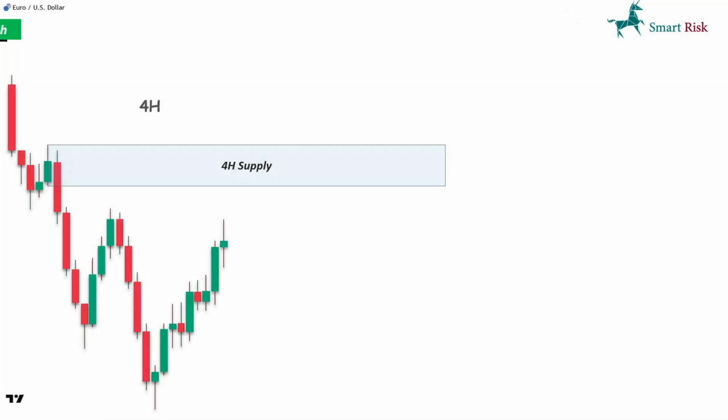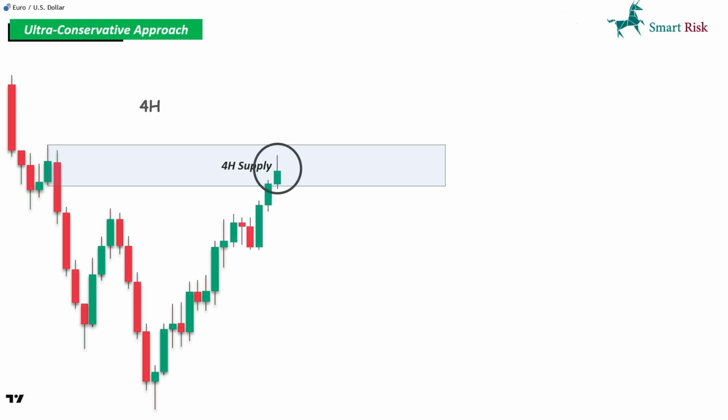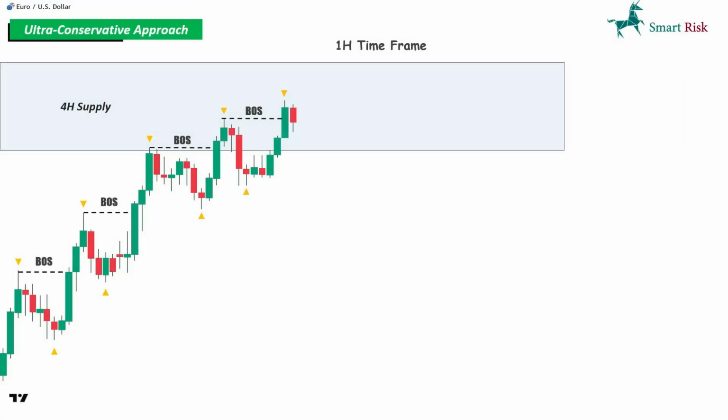Now let's dive into the third entry setup, the ultra-conservative entry. Imagine we have a perfect sell setup on a higher time frame, like the 4-hour chart, confirmed by all the rules of a high-probability setup. The next step is to wait for the price to return to the higher time frame supply, then move to a lower time frame, such as the 1-hour chart, monitor price action, and wait for the price to form a change of character. After confirming the market structure shift on the 1-hour time frame, we begin the ultra-conservative entry process.